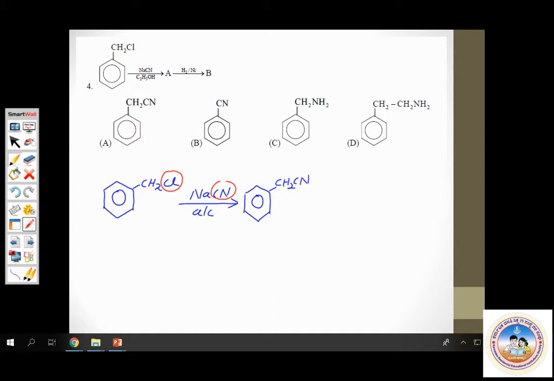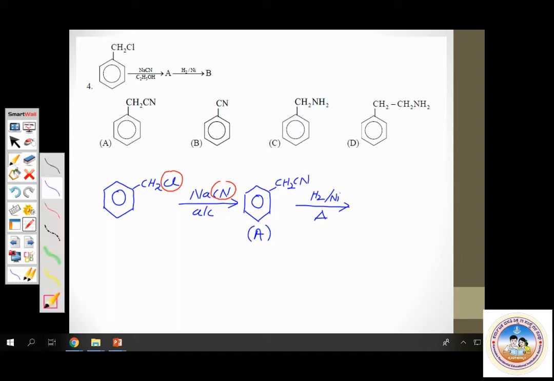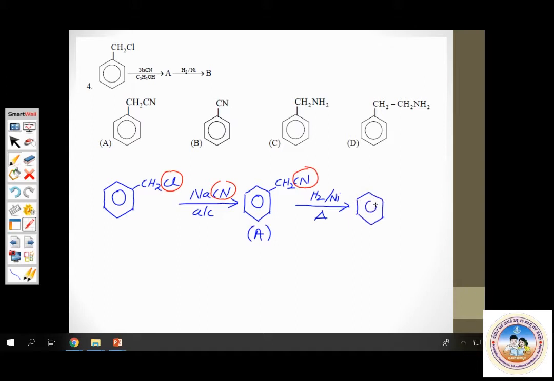This must be our compound A. Now what is compound A treated with? It is made to react with hydrogen in presence of nickel catalyst and heat. So it is catalytic hydrogenation. So what happens during catalytic hydrogenation? The CN group gets reduced. Carbon atom takes up 2 hydrogens, nitrogen atom takes up 2 hydrogens. So this is what you get. Benzene ring, then CH2, NH2. Just easy. C becomes CH2, N becomes NH2.